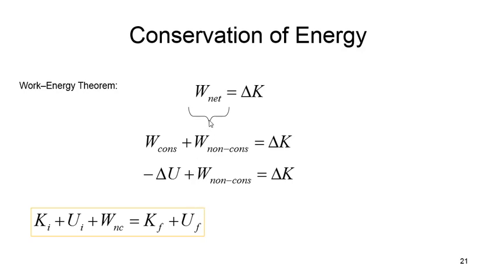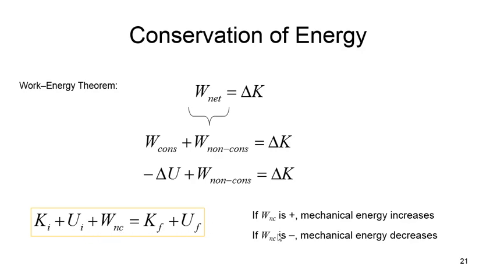So it's coming from our work energy theorem, and I'm saying that my initial kinetic plus my initial potential, that's my total initial mechanical energy, plus any work done by non-conservative forces, so these are forces that are not included in the potential energy here, that's going to be equal to my final mechanical energy, which is K final plus U final. And we can say if the work done by non-conservative forces is positive, then that means the total mechanical energy of our system increases. If the work done by non-conservative forces is negative, then that means the total mechanical energy of our system decreases.